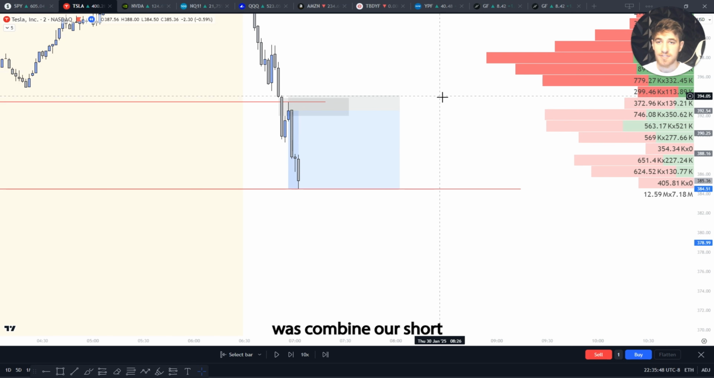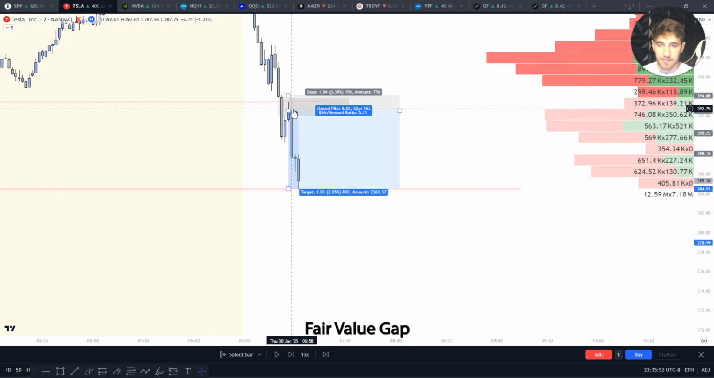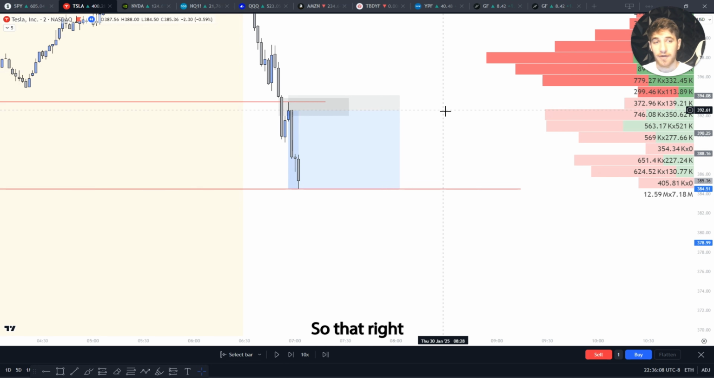All we had to do was combine our short little checklist. I see the break of structure, I see the fair value gap, and I take my entry when the opportunity presents itself. Nothing really crazy there. Very simple. And we got the continuation down for a very clean profit. So that right there is one example. We're going to take a look at another one so it makes even more sense and becomes even more clear. So let's take a look at our second example.